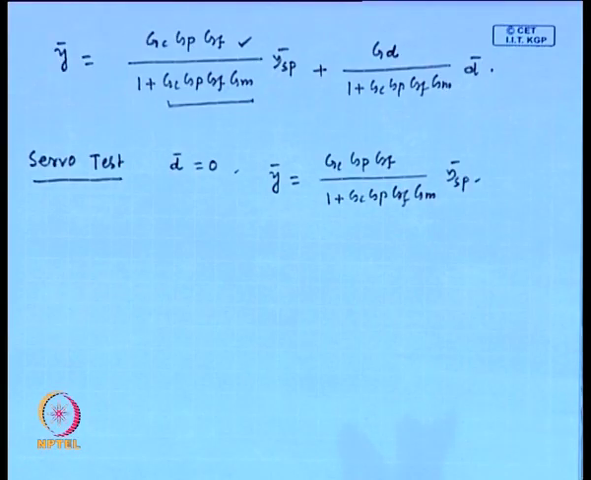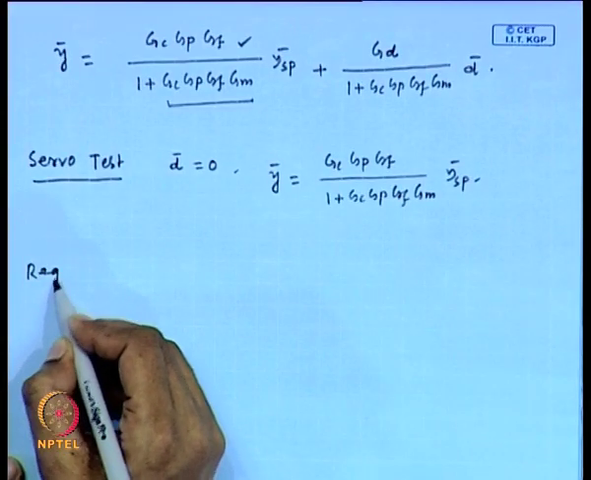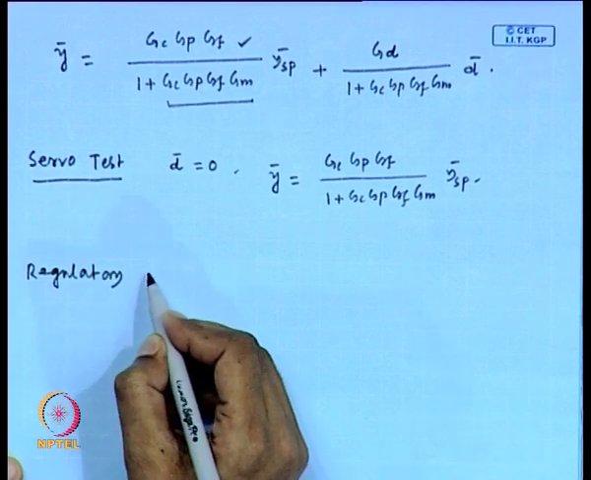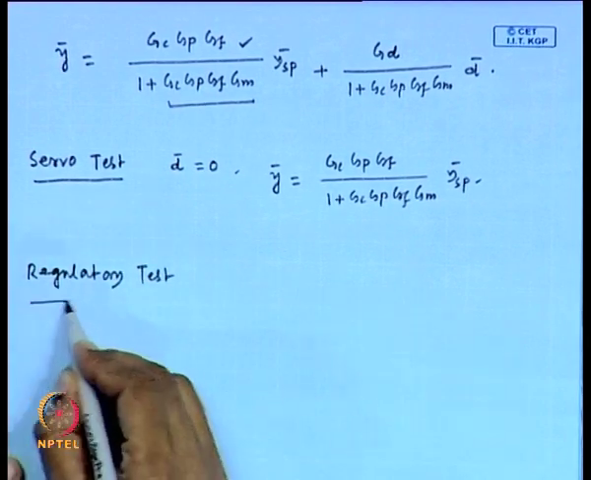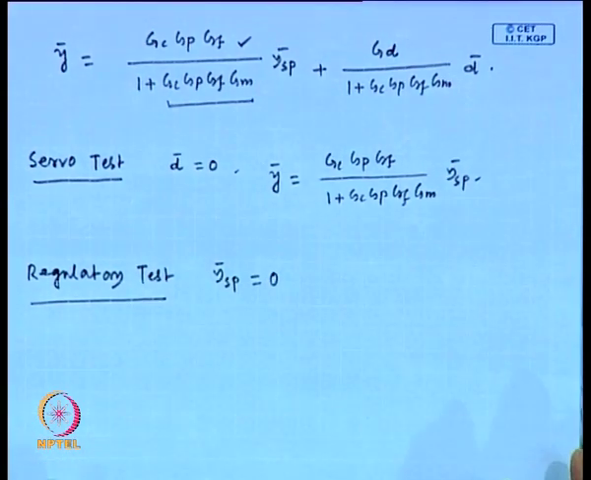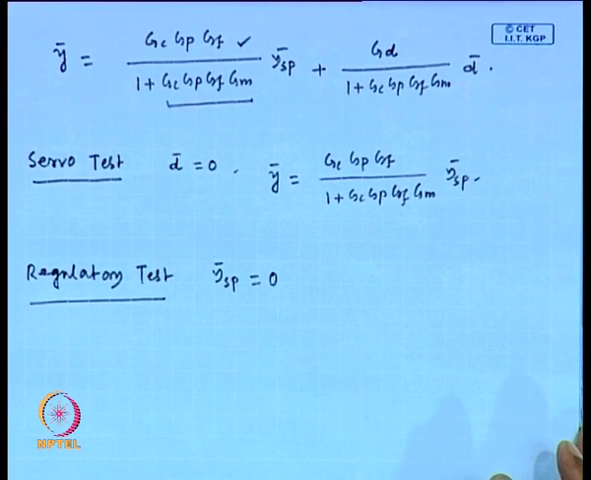Now, this is called the servo problem, and sometimes another term is used, that is set point tracking. So, set point tracking performance is observed by performing servo test. Another test is the regulatory test. Regulatory test is conducted by considering no change in set point. That means y set point bar equals 0.